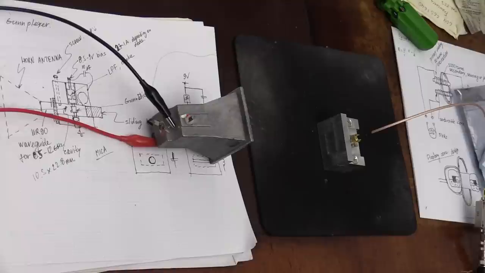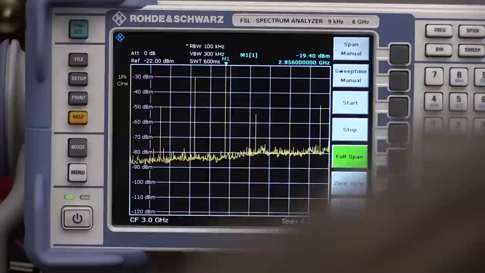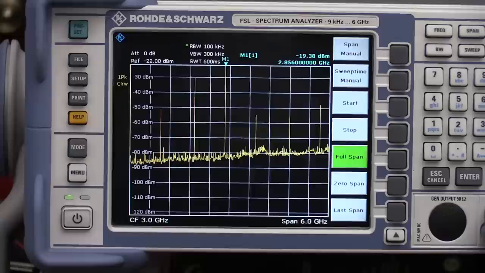So let's see if that old Gunnplexer is still working, and if I can still see any signal coming out from it. Here I'm using the same setup. I'm using a mixer and the coax to waveguide adapter, and I'm going to slowly power this Gunnplexer using my power supply and see what will come up. Okay, that was already at 8.5 volts, and I can see the signals coming out of it. This Gunnplexer is consuming about 160 milliamps of power.